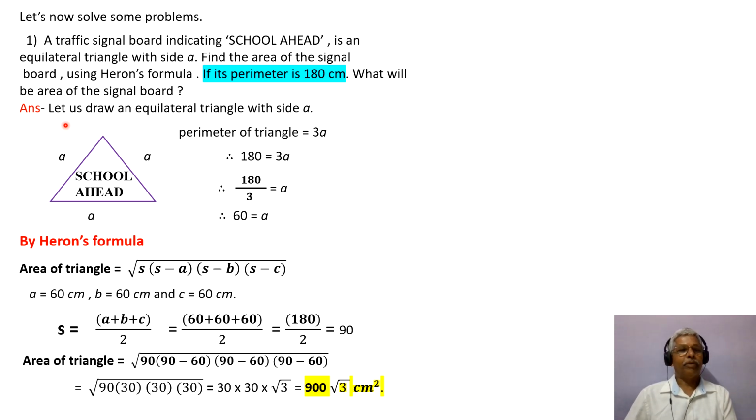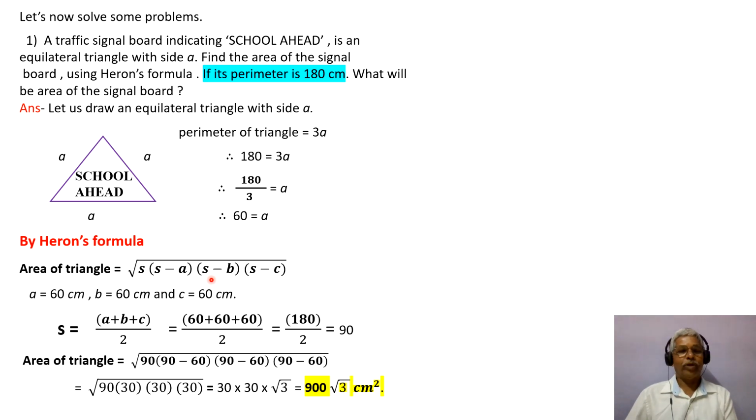First part is the same. Let us draw an equilateral triangle with side A. This is the same, you have seen this. Perimeter of the triangle is equal to 3A. So therefore 180 equals 3A, or A equals 180 upon 3, or A is equal to 60 centimeters. Okay. So by Heron's formula, area of the triangle equals root of S into (S minus A) into (S minus B) into (S minus C).